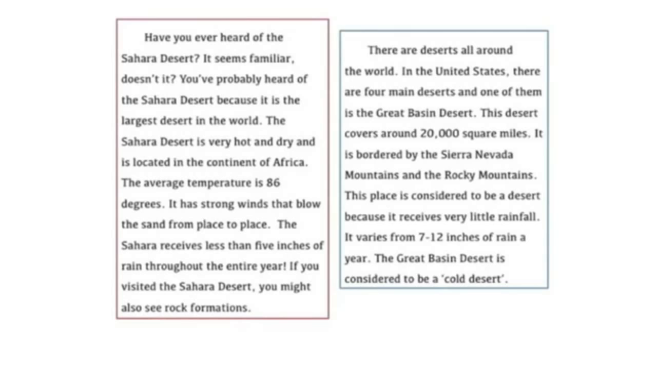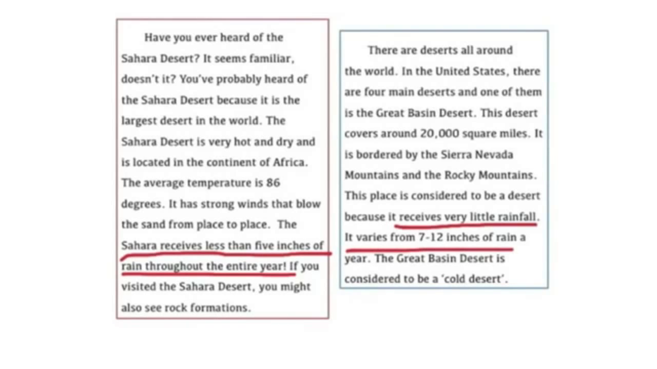I think I found another difference. The Sahara only receives about 5 inches or less of rain throughout an entire year. The Great Basin Desert receives little rainfall, and it varies from 7 to 12 inches of rain a year. Those exact amounts of rainfall are a difference.